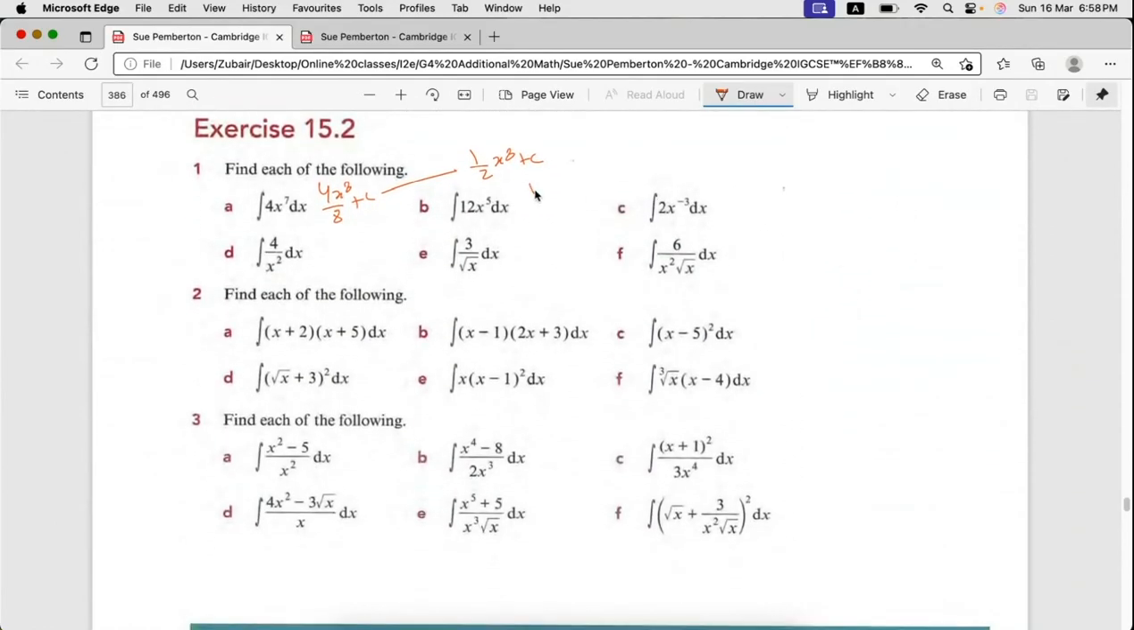So this is 12x over 6 plus c. Simplified form is 2x6 plus c. Done.